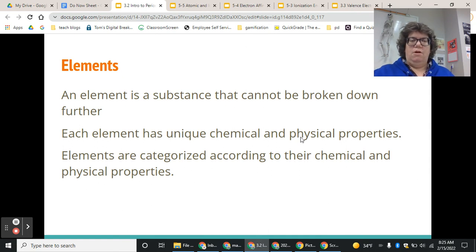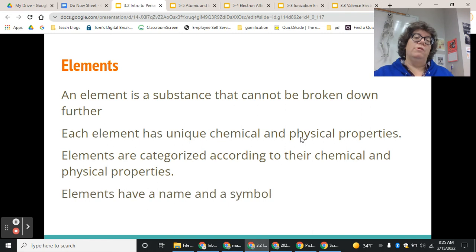All of the elements on the periodic table have both a name and a symbol. So the name, like sodium, whose symbol is Na. A lot of times when the symbol and the name don't match up, it's because they're using the Latin name for the element, instead of the English name that we know.